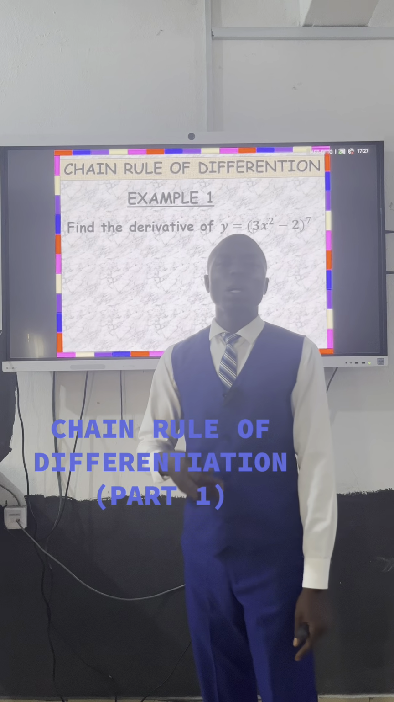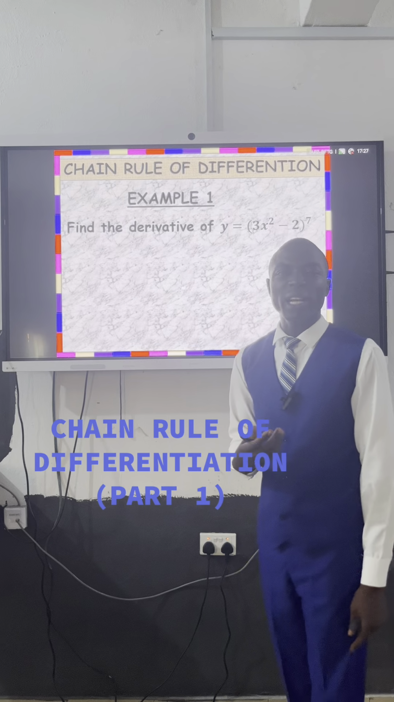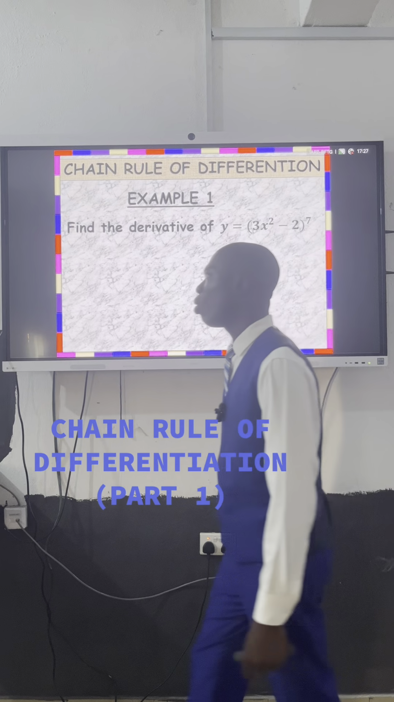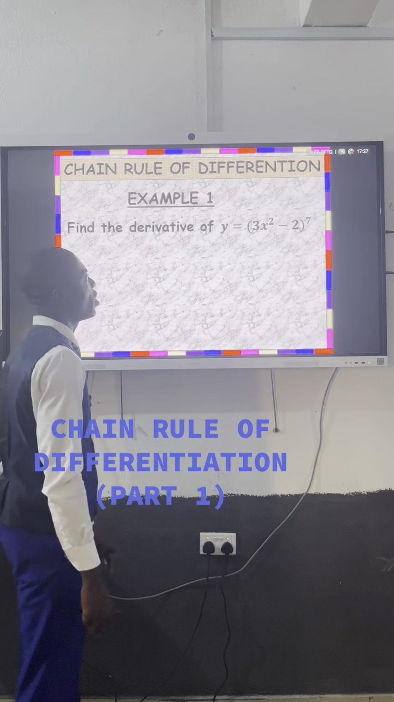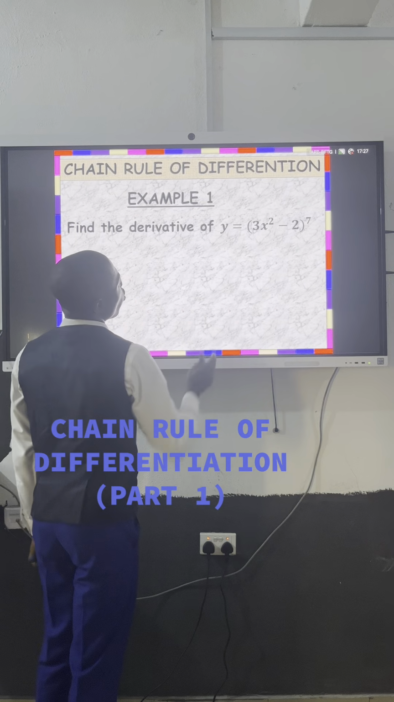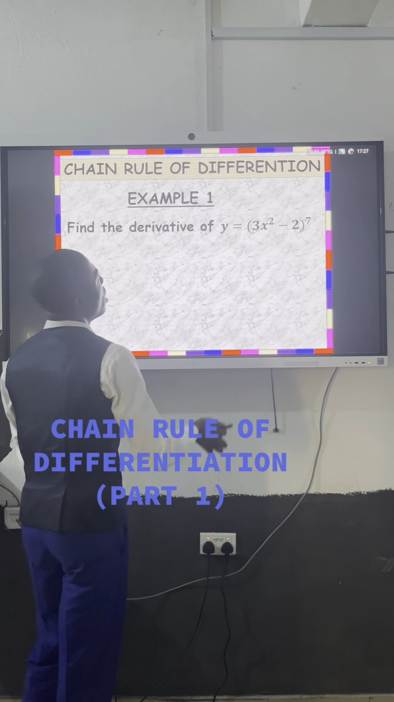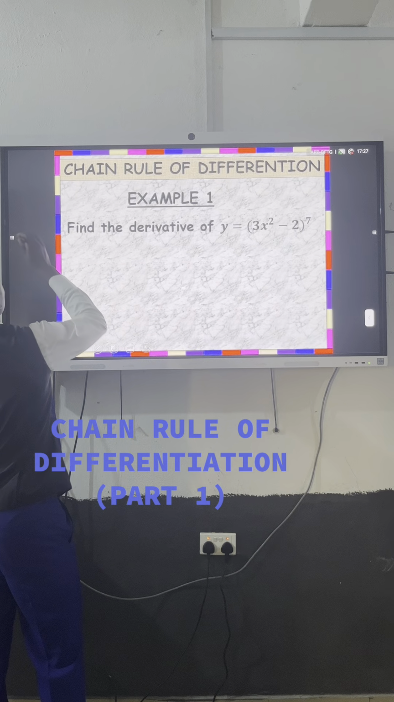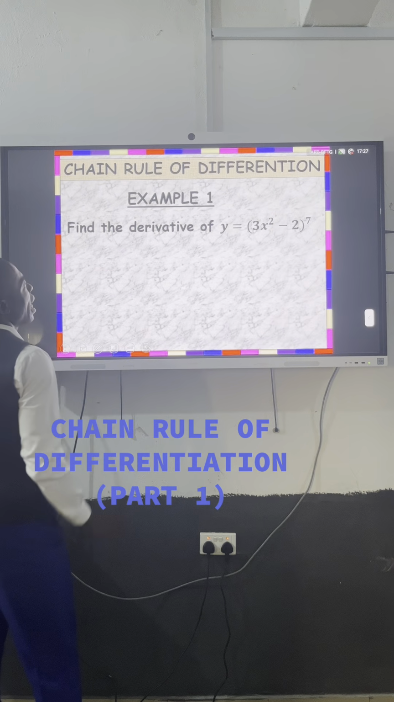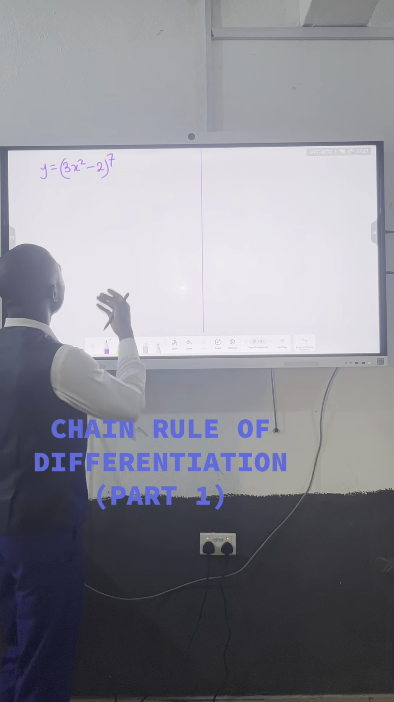Today, in this lesson, we want to look at a question under the chain rule of differentiation. This is the question we're told to find the derivative of. Let me transfer the question to another interface where we can handle it together. So we are here. All right.